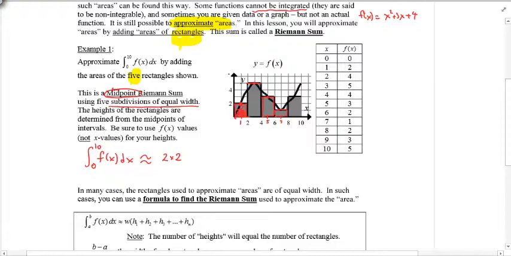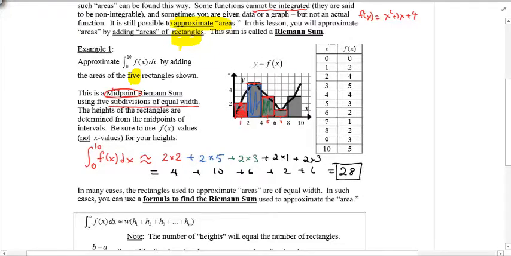There we go. The second rectangle here, the base is 2. The height seems to be 5. The third rectangle here in green, that's 2 times 3, and so on and so on. So 2 times 1 plus 2 times 3. You can then add this all up: 4, 10, 6, 2, and 6. How about 28? So 28 is my approximate area underneath this curve.